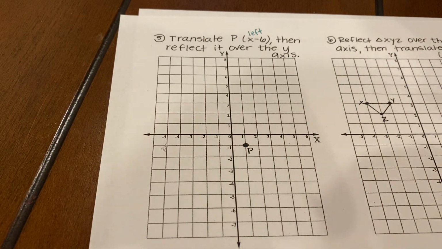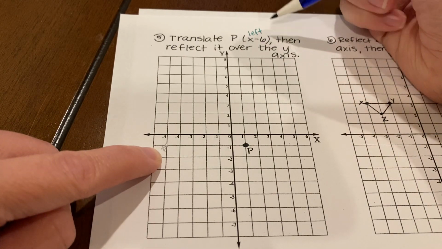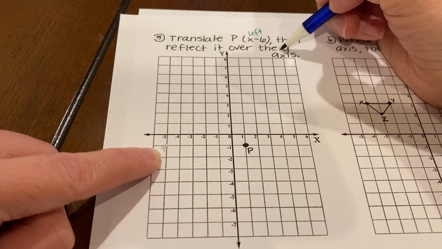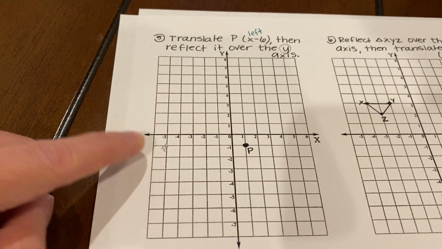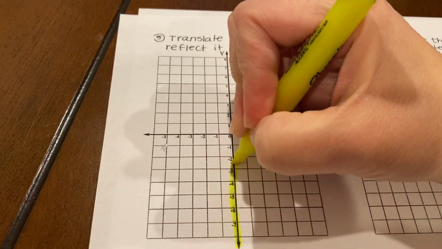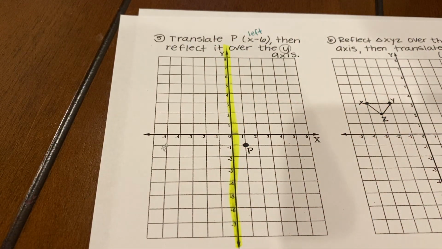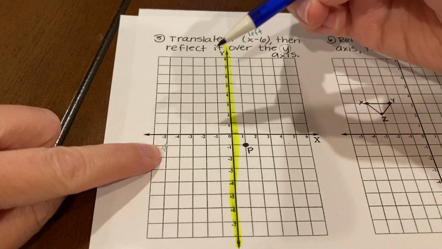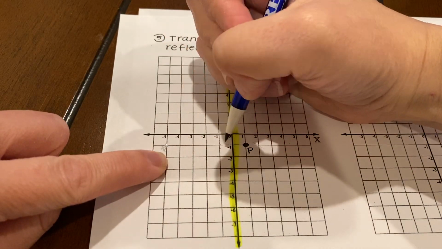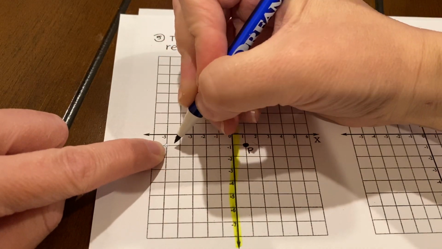Okay. You could put P prime if you wanted to, but we actually have another step. It says then reflect it over the y-axis. Okay, so I'm gonna highlight my y-axis. So basically this has 2 problems in one. Okay, here's my y-axis. So count how many steps away is it from that axis.